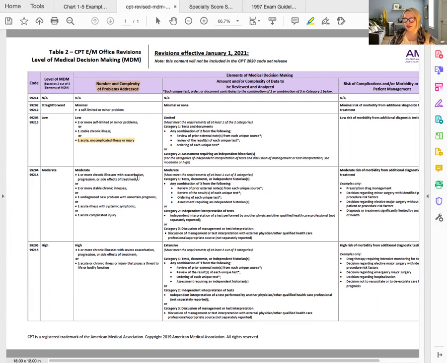One or more chronic illnesses with exacerbation would not apply to our patient because they had a stable chronic problem and there was only one of them for the hypertension. And so this would also fall under the low section for number of complexity and problems addressed. Now keep in mind, for office and other outpatient services, we base our visit off of 2 out of 3 elements of MDM. So our first one is low.